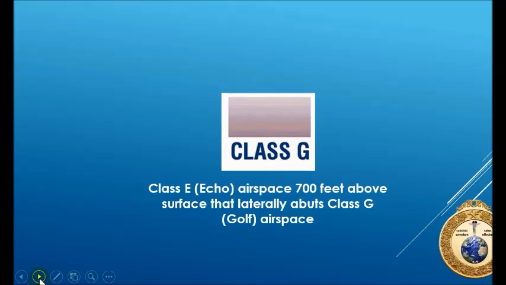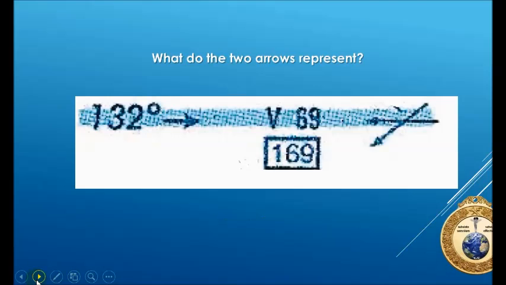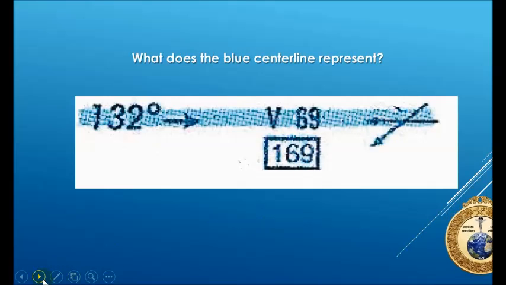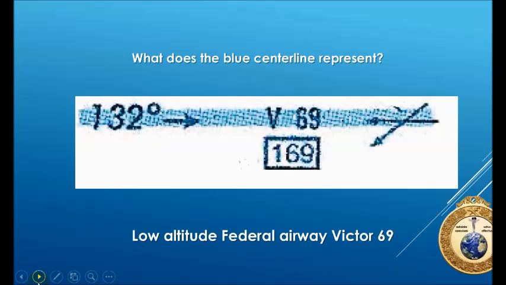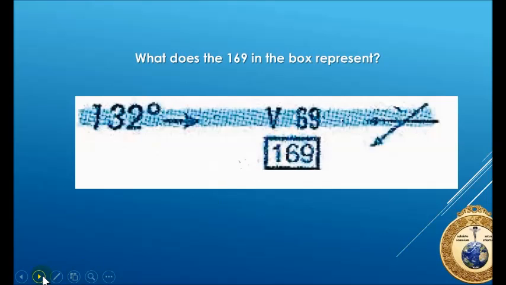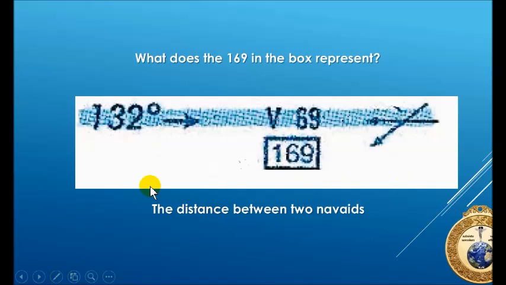I am actually still looking for it because I try to find an example for all these symbols. What do the two arrows represent? That is an intersection. What does a blue center line represent? That is a low altitude federal airway called Victor 69. What does the 169 in the box mean? The distance between two nav aids.